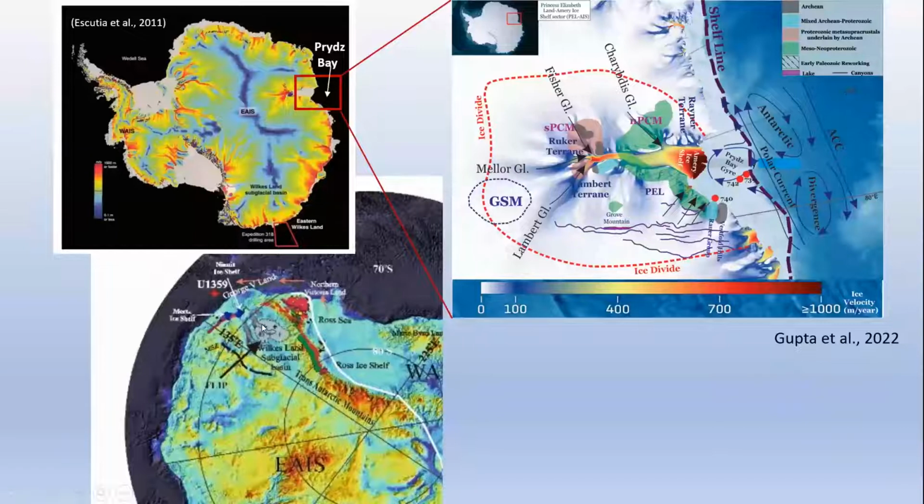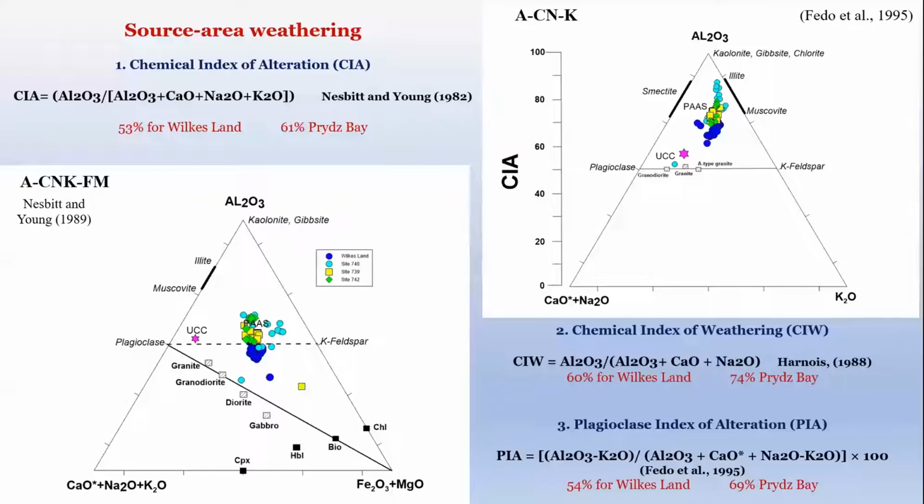So sediments from both the regions are from post Antarctic Ice Sheet formation. So the geochemical signatures will give more accurate information about the sub-ice geology of these two regions. So we processed the sediments from both the regions for major and trace element analysis. And in this diagram, we are plotting the major elements of both the sites in A-CN-K diagrams.